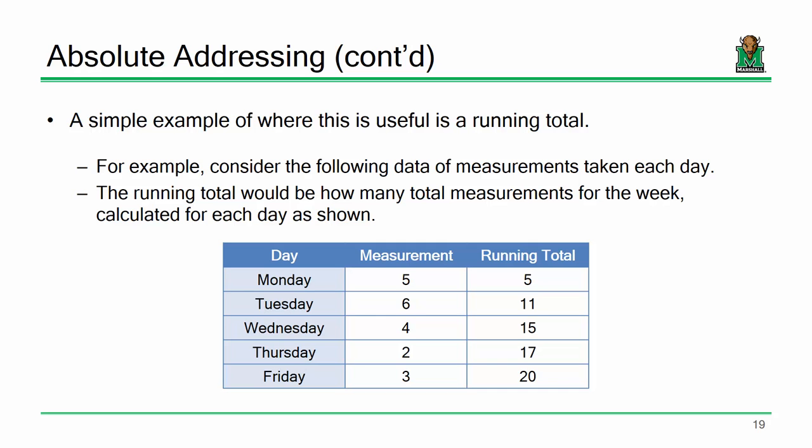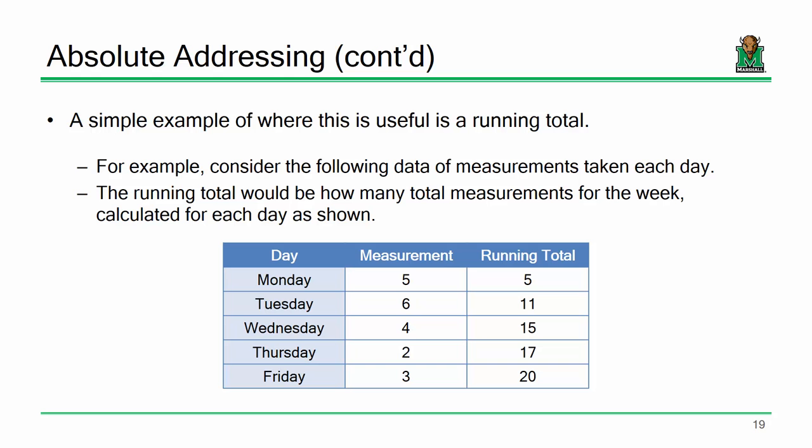So on Monday, if I took 5 measurements, that means I've taken 5 total for that week. If all I've done is Monday's measurements, I've taken 5. On Tuesday, if I took another 6 measurements, the running total would be 11. Adding these two up, that would be 11. And then another 4 on Wednesday would make a total of 15. Another 2 on Thursday would make a total of 17. Does that make sense? Everybody okay with that?